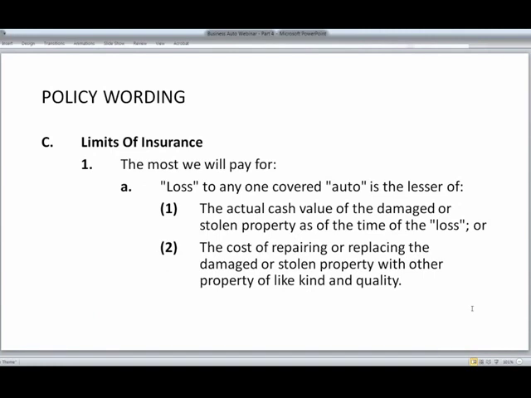All right, so we have covered auto and its equipment, and now we'll talk about the limits of coverage. The most we'll pay for a loss to any covered auto is the lesser of the actual cash value of the damaged or stolen property as of the time of loss, or the cost of repairing or replacing the stolen property with property of like kind and quality. That's what the form says.